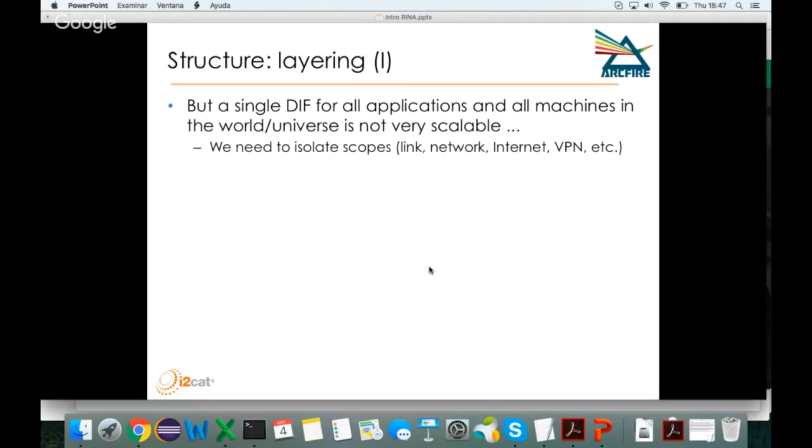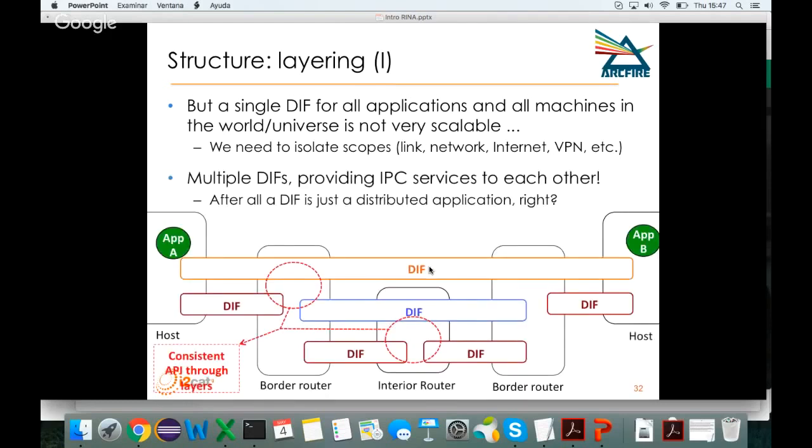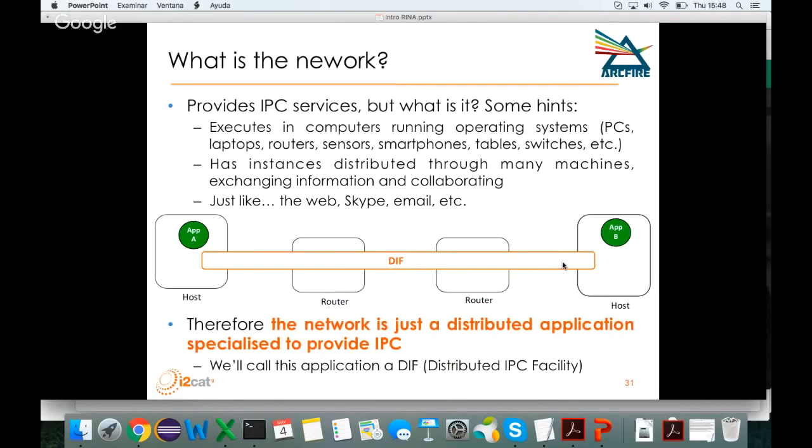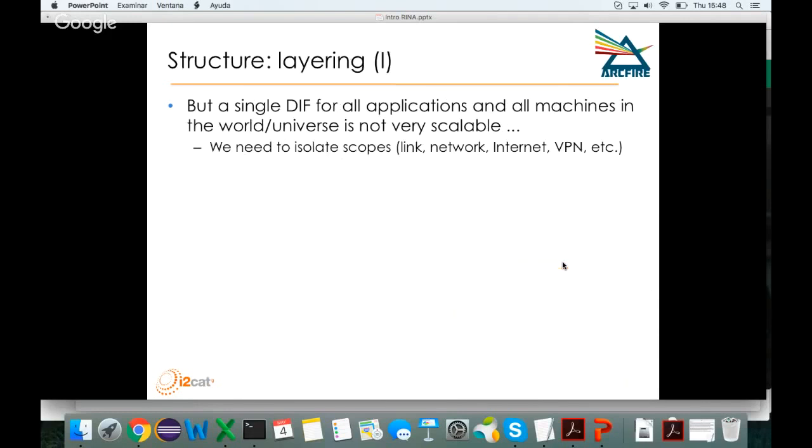But if we have a single DIF for our applications in the world, it's not very scalable. We need to isolate different scopes. We need to manage, as we saw before, communications in a single link, communications in a network, communications in an internet, communications in a VPN, and so on. And we do this via layering.